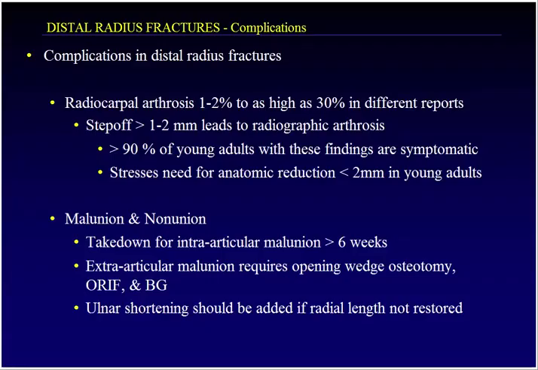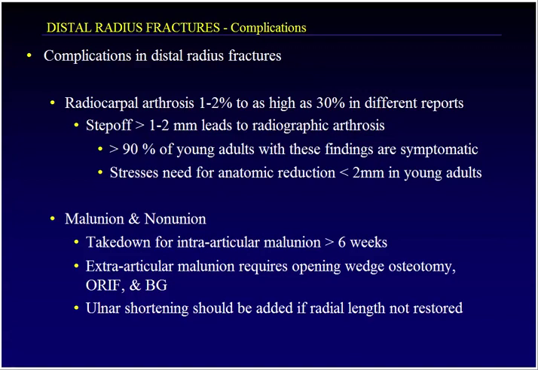Other complications, radiocarpal arthrosis, 1 to 2%, up to 30% in different reports in the literature. The one thing that we do know is associated with an increased risk of radiocarpal arthrosis is inadequate articular reduction. So articular displacement greater than 1 to 2 millimeters will invariably lead to radiographic arthrosis. And if this occurs in a young adult patient, the vast majority of them, virtually 100% of them, are going to be symptomatic and are going to require some sort of salvage treatment. This, again, stresses the need for an anatomical reduction of the articular surface, particularly in young patients.